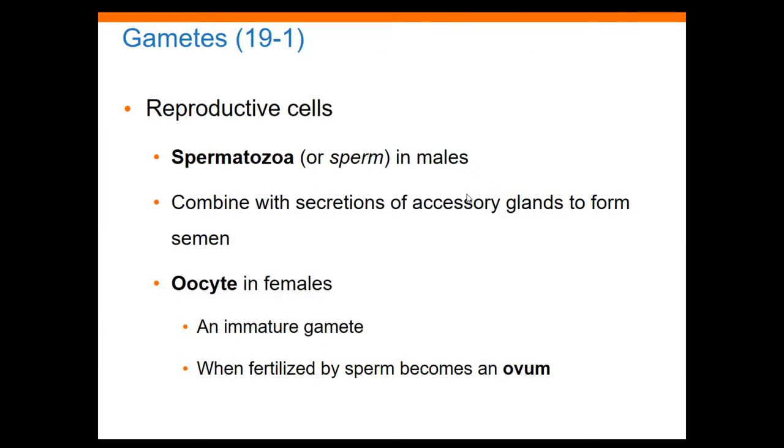The reproductive cells, or the gametes, are produced in the gonads: the sperm in males, and the oocyte in females. I know that looks like it should be pronounced differently, but that's the technical terminology for the egg in females. With your vocabulary, you know that the root oo refers to an egg, and so oocyte means egg cell. The oocyte is actually an immature gamete, and it can't continue dividing until fertilization occurs, and we'll get to that a little bit later on.